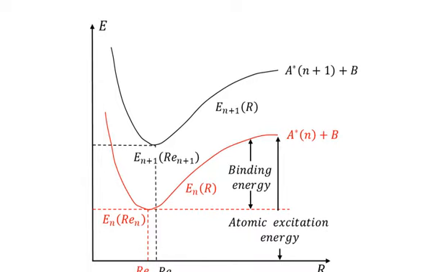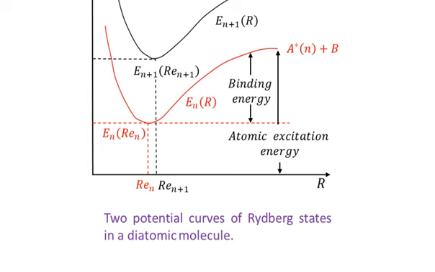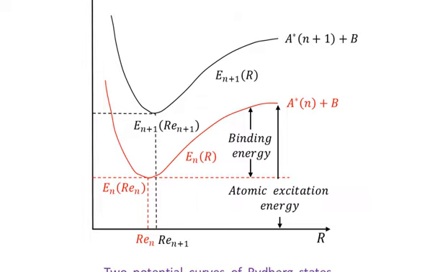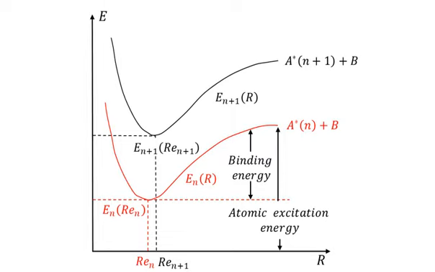Now I am talking about electronic states for the case of Rydberg states of a molecule. Let me read the caption first: two potential curves of Rydberg states in a diatomic molecule. One of the atoms should be in the ground state, whereas the other will be in the excited Rydberg state. For example, the excited Rydberg states will be represented by A star of n plus 1, plus B.